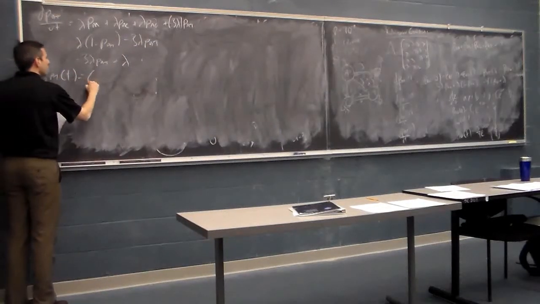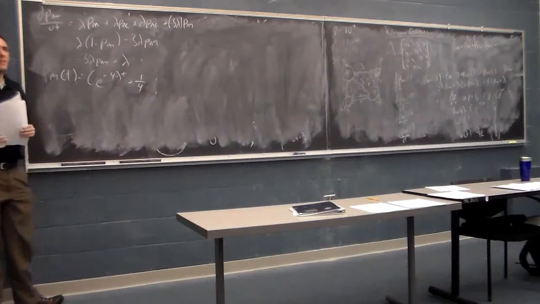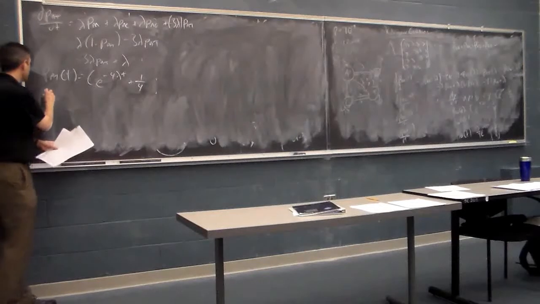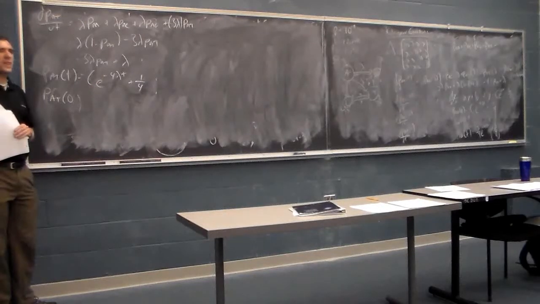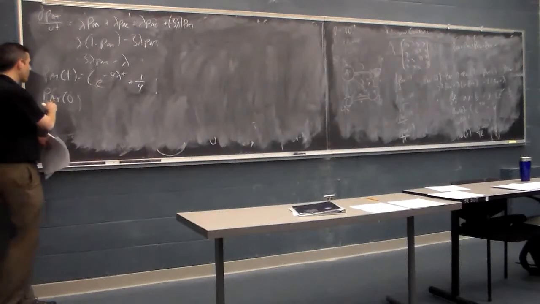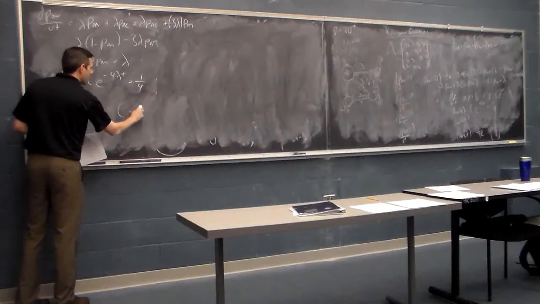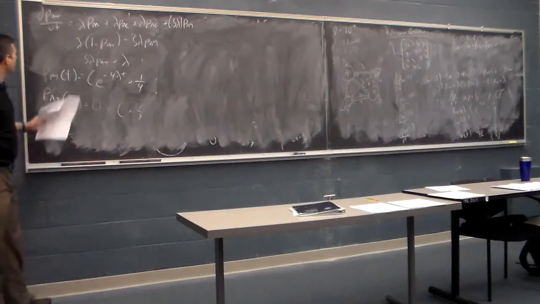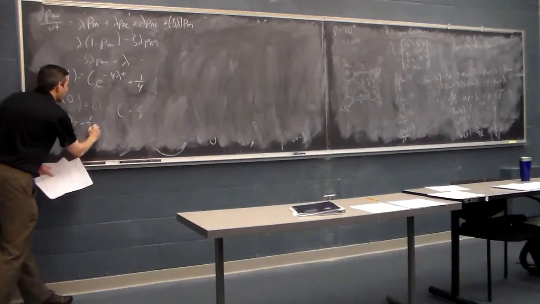PAT of t is going to be c e to the minus 4 lambda t plus 1/4. And how would we solve for c? Well, just as before, we'll want to use the initial conditions. So we'll want to use PAT of 0 to solve for c. So what's PAT of 0? Yeah, it's 0. It's had no time to move from A to T. So that's equal to 0, and that's equal to c e to the 0, which is just c, plus 1/4. In other words, c has to be minus 1/4.